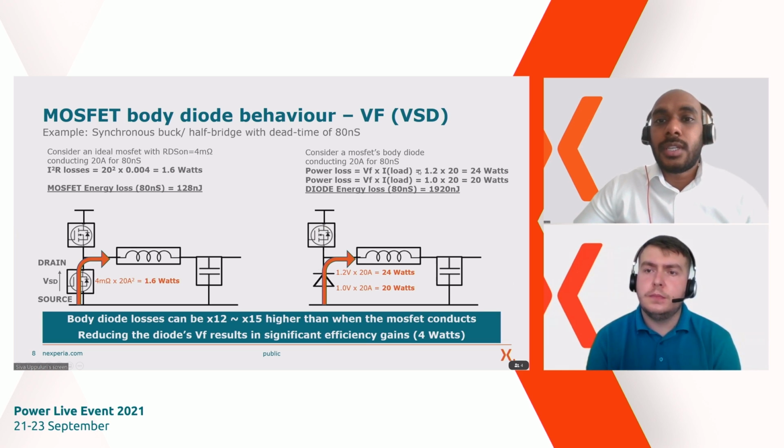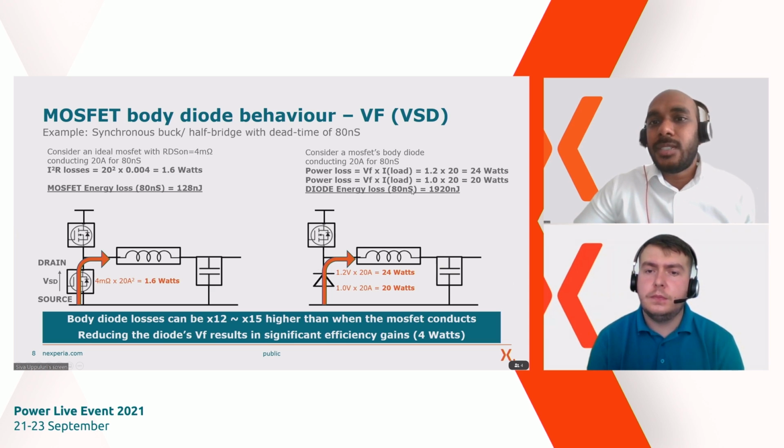If you reduce the voltage drop of the body diode from 1.2 to 1, it straight away decreased the power losses from 24 to 20 watts. 4 watts is a lot of power to be saved. It has a significant impact on how you design your thermals around the MOSFET, and also it helps maintain a lower temperature while the MOSFET is operating under these conditions. And the diode energy losses are down at 1,920 nanojoules or 1.9 microjoules.